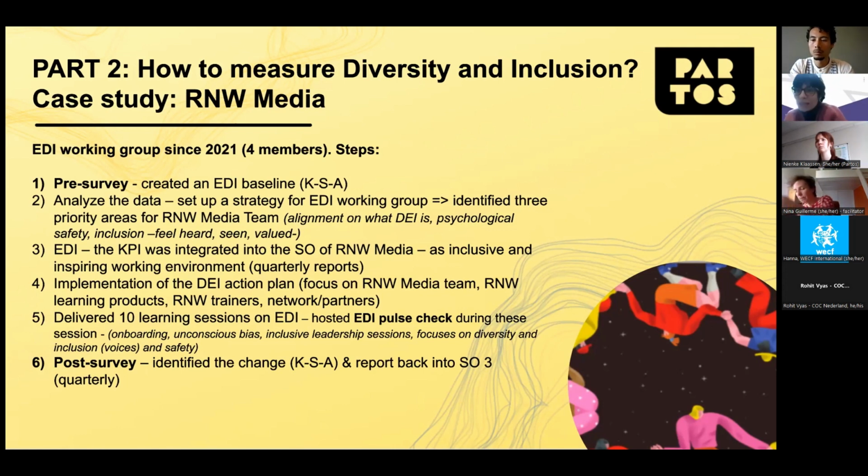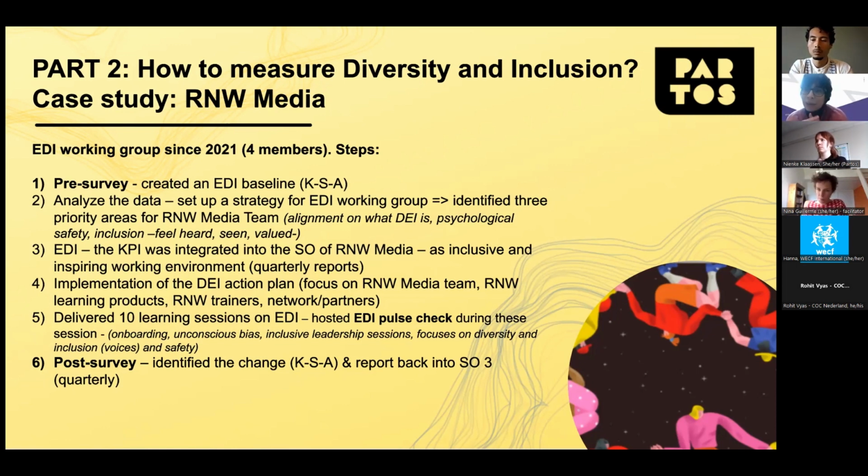What is diversity? What is inclusion? What is equity for them? So that we understand, because there were many ideas about what DEI was. So we needed to first start working on what exactly is DEI. And then also we look at the skills and the attitudes towards certain issues in the organization. And once we create this baseline, we analyze the data.